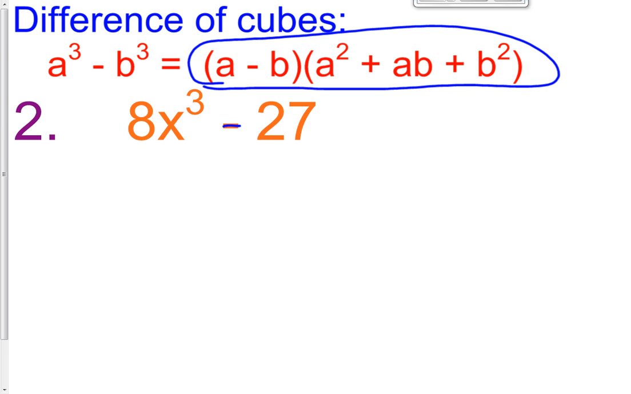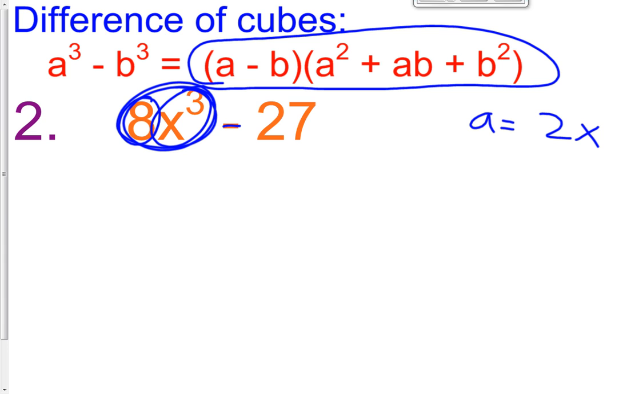So let's first recognize what a is. A is the cubed root of this first term. And the cubed root, so what times itself 3 times gives 8x cubed. 2x is the cubed root. So basically, what's the cubed root of 8? It's 2. What's the cubed root of x cubed? It's x. So 2x is my a variable. My b is the cubed root of this number. And the cubed root of 27 is the number 3. So we have successfully found my a and b values.